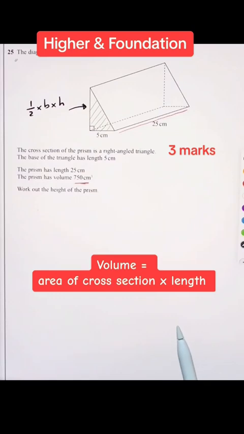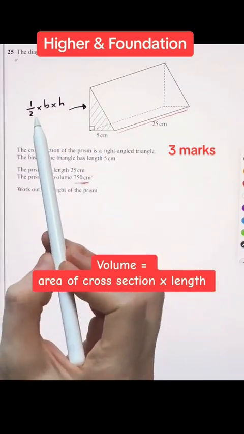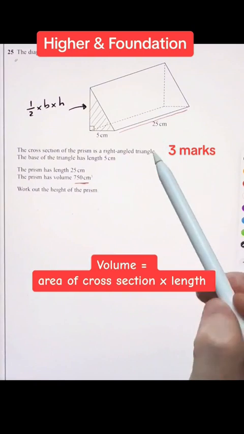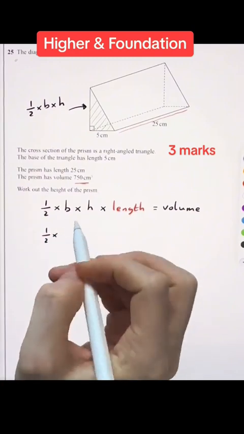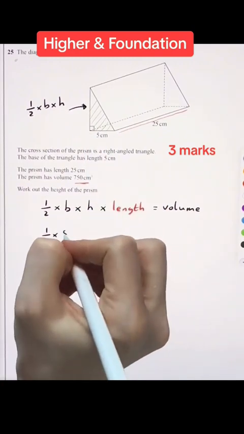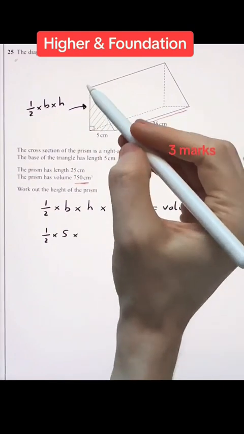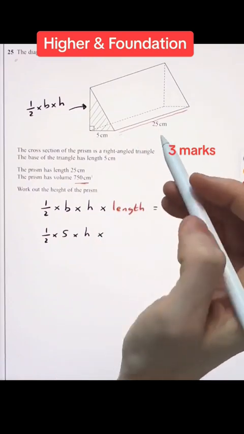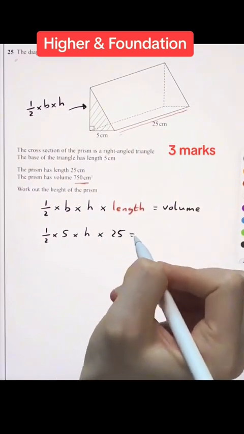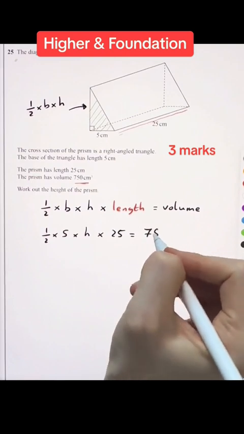And then to work out the volume, it's going to be the area of the cross-section, i.e. my half base times height, multiplied by the length. Substituting my values, we're leaving the half alone. So it's a half multiplied by the base of my triangle is 5. So half times 5 multiplied by height. Well, my vertical height, I don't know, so leave that as h for now. Multiplied by the length. Well, the length here I can see is 25. And I'm told the volume equals 750.